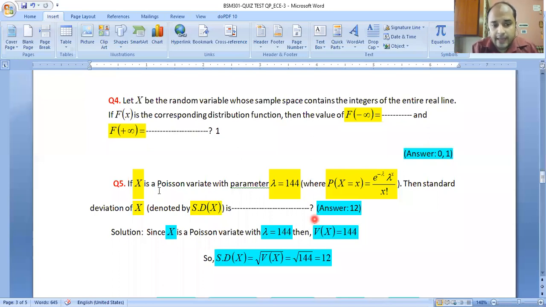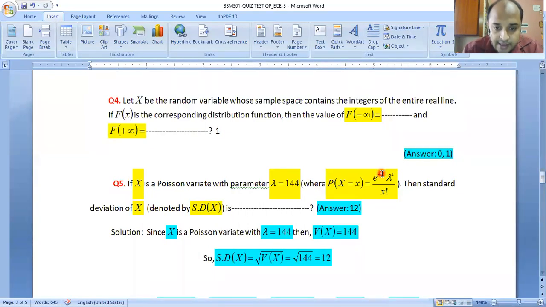What is written? If capital X is a Poisson-variate with parameter lambda equals 144, what will be the value of the standard deviation of X? Now, if you can remember, I told you that if capital X is a Poisson-variate, then its probability mass function will be of this form. And the parameter of the Poisson-variate is lambda, and that parameter is its mean as well as its variance.